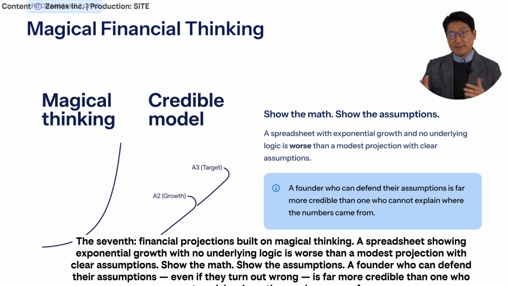The seventh, financial projections built on magical thinking. A spreadsheet showing exponential growth with no underlying logic is worse than a modest projection with clear assumptions. Show the math, show the assumptions. A founder who can defend their assumptions, even if they turn out wrong, is far more credible than one who cannot explain where the numbers came from.